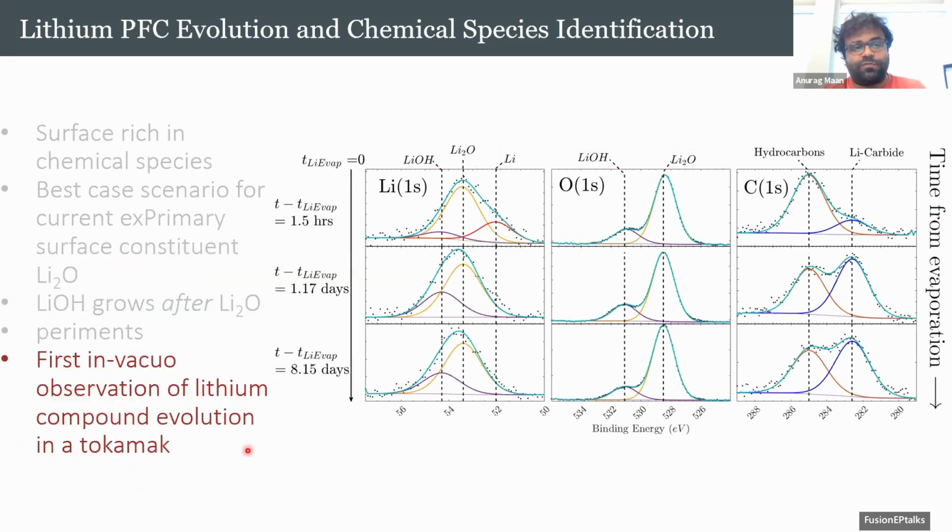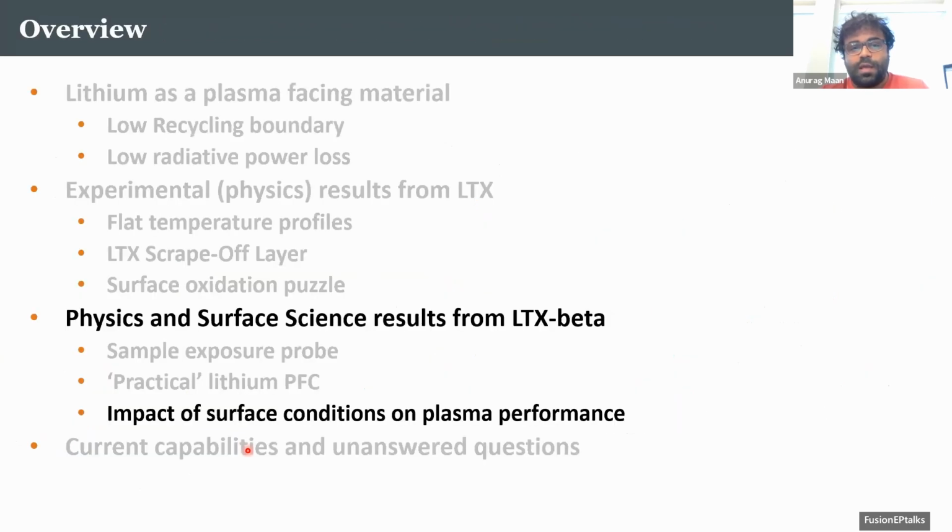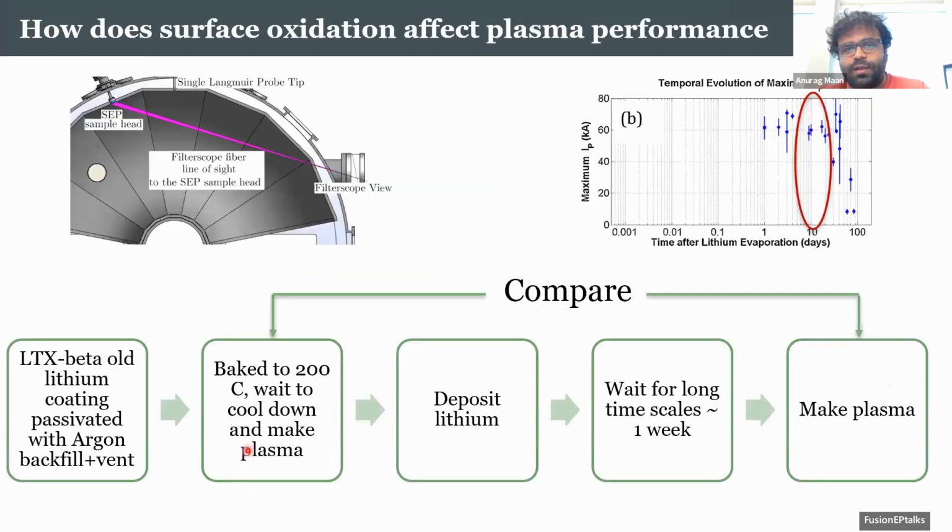So in summary, this was the first in-vacuo observation of lithium compounds' evolution on a tokamak surface. But all of that is fine. It would be more interesting to know how these affect surface conditions. These surface conditions impact plasma performance, and this is particularly interesting because, if you recall, I mentioned that although the surface oxidizes, the plasma performance does not decay.